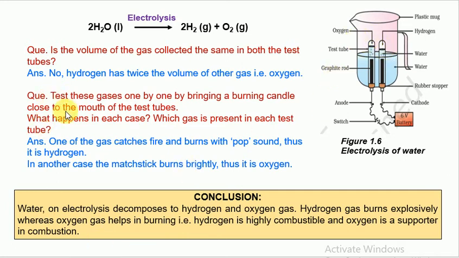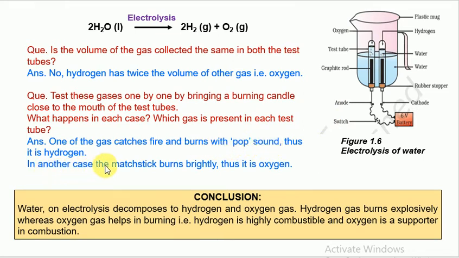The second question is, test these gases one by one by bringing a burning candle close to the mouth of the test tube. What happens in each case? Which gas is present in each test tube? So the answer is, one of the gases catches fire and burns with a pop sound, thus it is hydrogen. When we bring a burning candle or matchstick near this test tube, it burns and produces a pop sound. In the last lecture, we saw in one activity that when hydrogen is burned, it produces a pop sound. So whenever we burn a gas and it produces a pop sound, it means it is hydrogen.